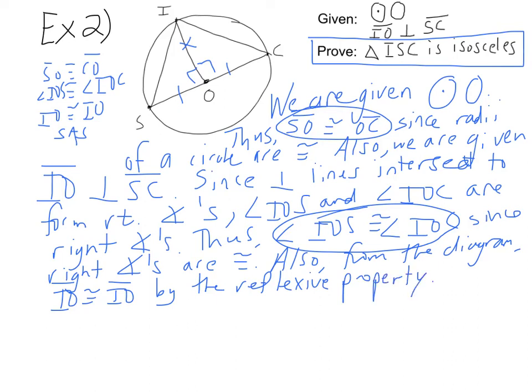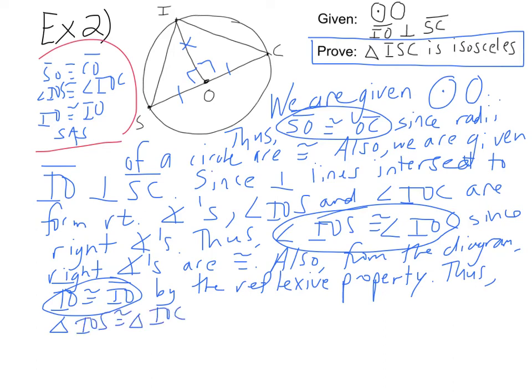Okay, so we have our three bits of info here. Remember, we had our scratch work up in this region. So now we can say, thus, triangle IOS is congruent to triangle IOC by side, angle, side. Remember, that's what we had deduced beforehand. The angle is in between the two corresponding sides that are congruent. Okay, so the triangles are congruent.